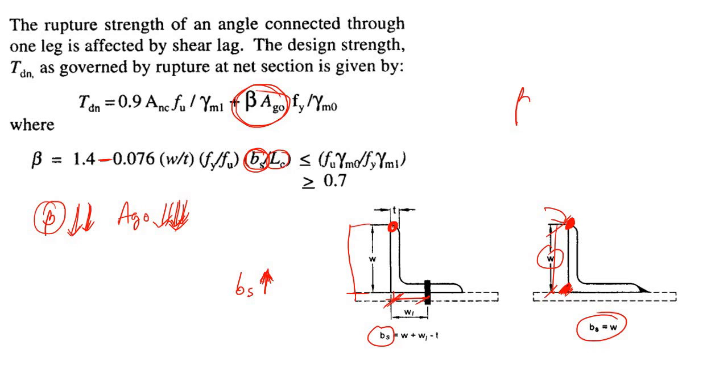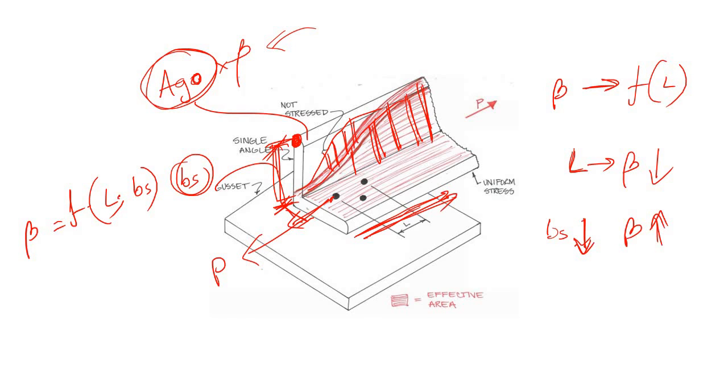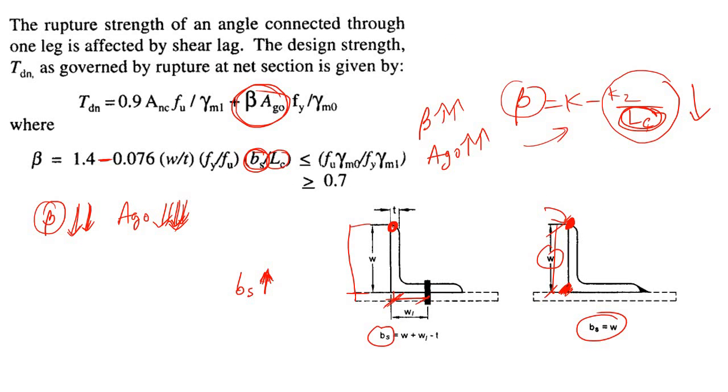Here you can see that beta is a function of Lc by this formula. So from this formula it is clear, if Lc is large, this total component becomes less and beta becomes higher. Once beta becomes higher, total Ago also becomes higher. That means we are utilizing more material. That means once we increase the length of the connection, our development of stress becomes much more uniform. It is also clearly visible from this picture. Okay, that is all about the shear lag.